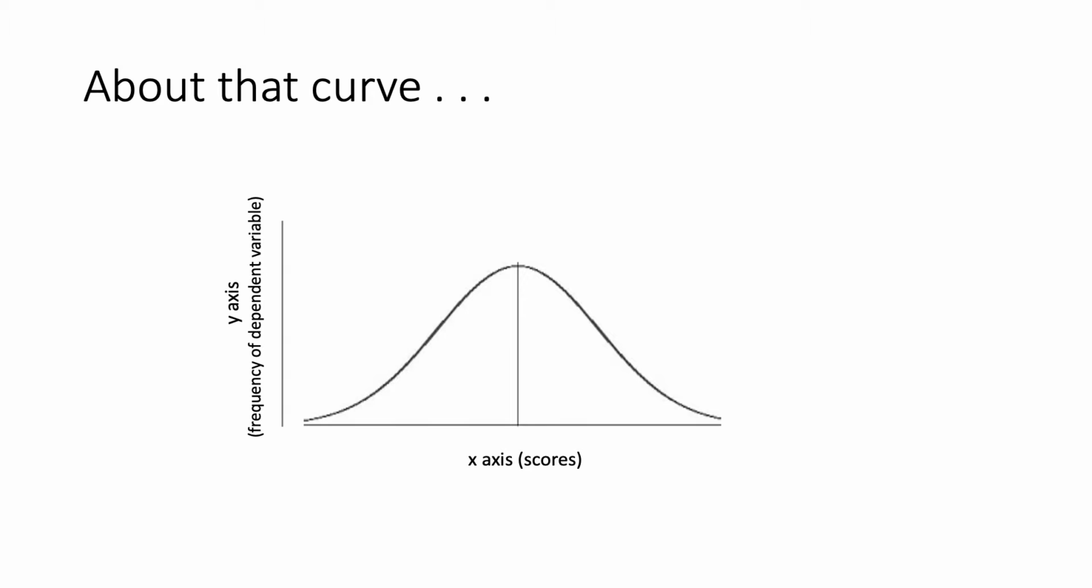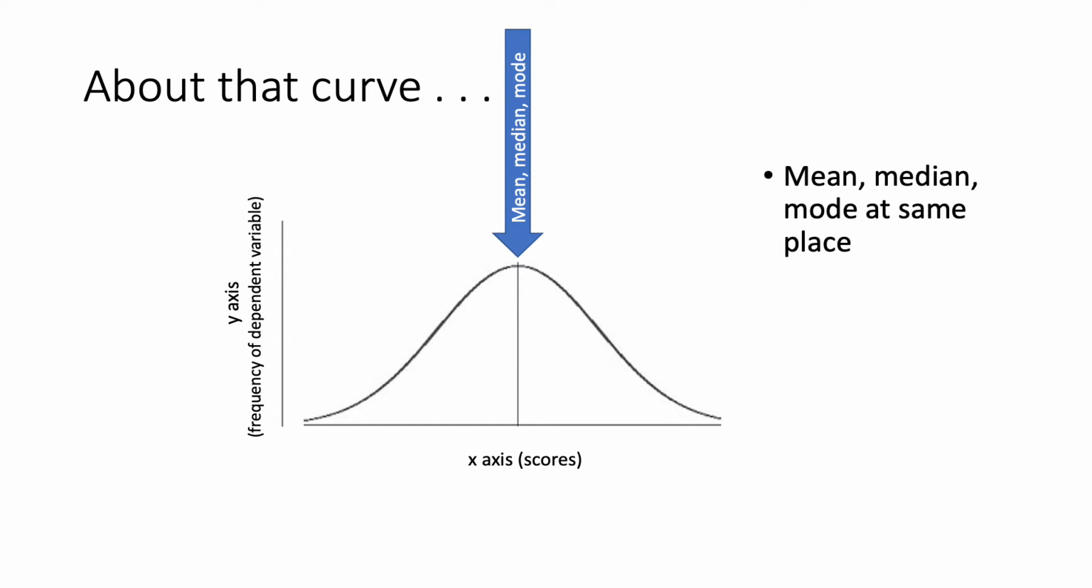So there are some characteristics of that normal distribution curve that are really important to understand. First of all, when the data is distributed normally, the mean, the median, and the mode are all at the same point in the scores. Second characteristic is that the bell curve is symmetrical. So the two halves, the half above the mean and the half below the mean, are about the same shape. They're symmetrical.